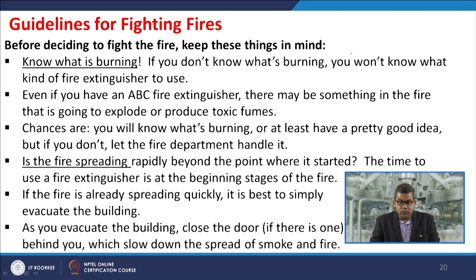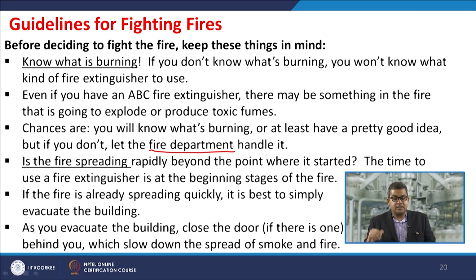Chances are you will know what is burning, or at least have a pretty good idea, but if you do not, let the fire department handle it, because they are acclimatized, they are trained, and their equipment is well designed to handle such systems. For example, if there are toxic fumes, they may have a mask, etc. And one more important thing: if you are calling the fire department, provide adequate information to them, so that they are aware of the scenario.